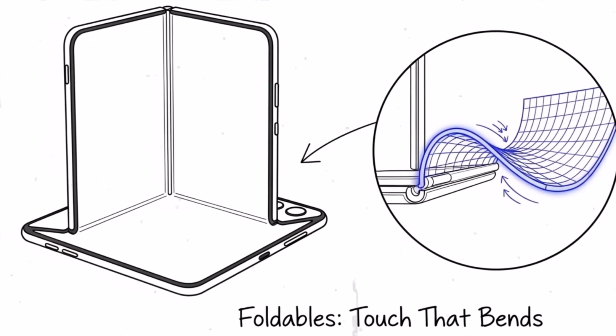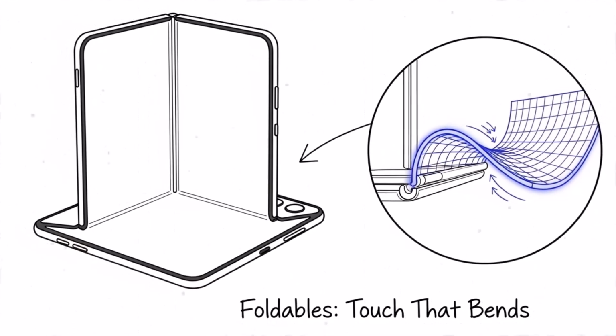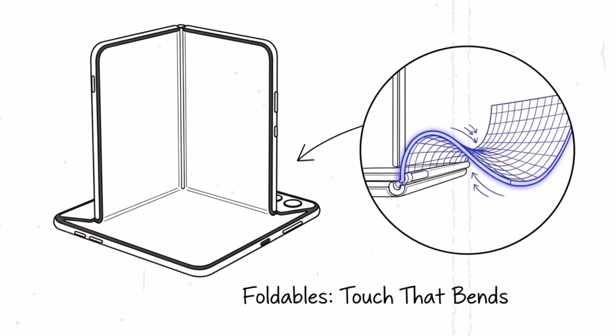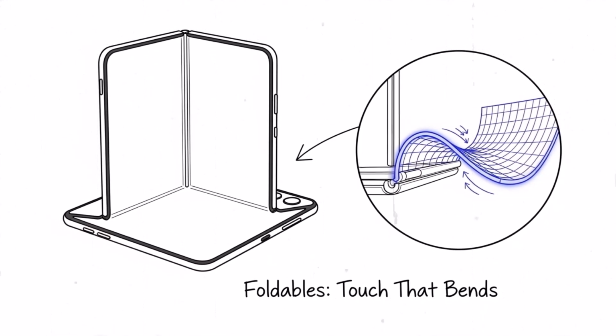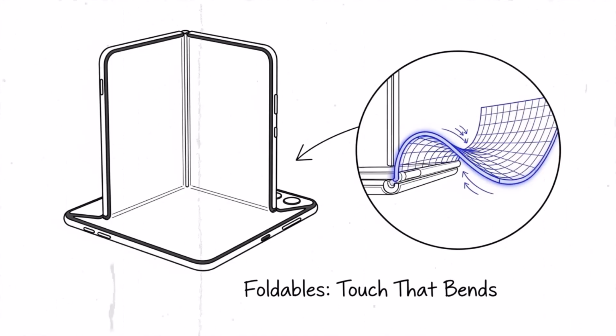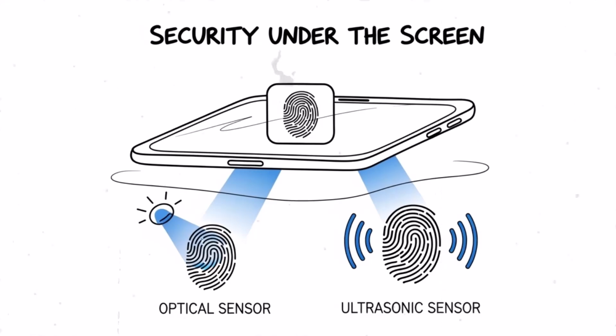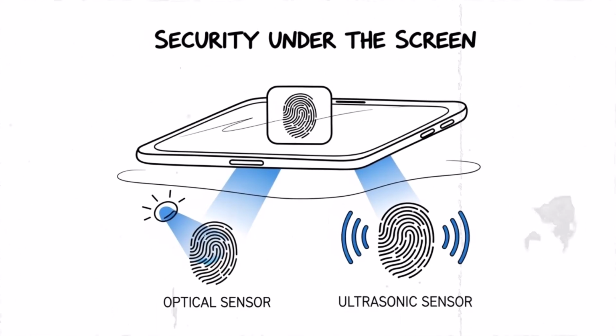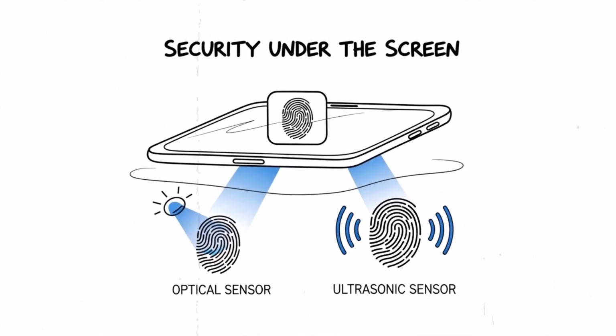Now let's discuss foldable touchscreens. Foldable devices use flexible OLED displays combined with flexible touch sensors. The challenge is maintaining sensitivity while allowing repeated bending. This required new materials and new engineering techniques.